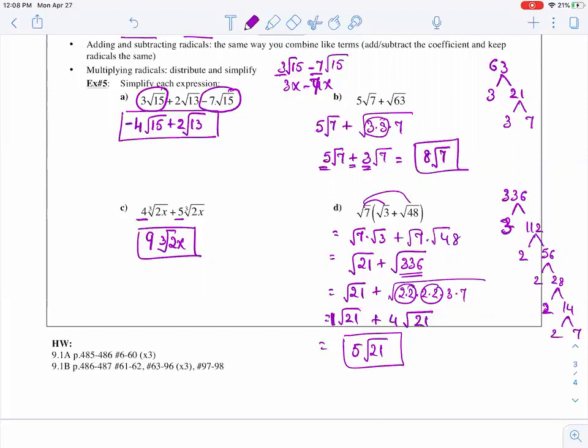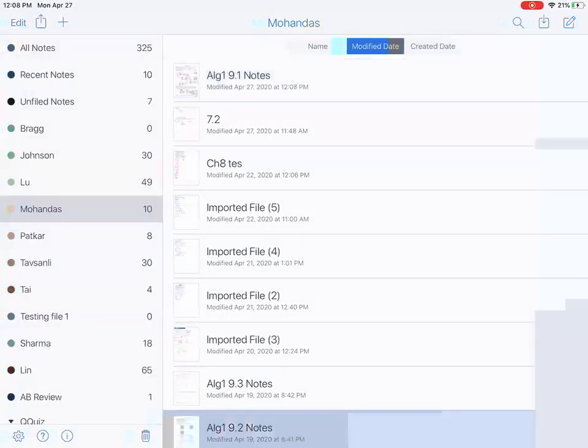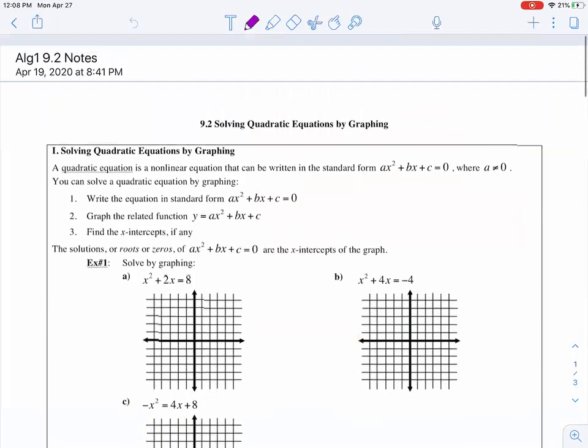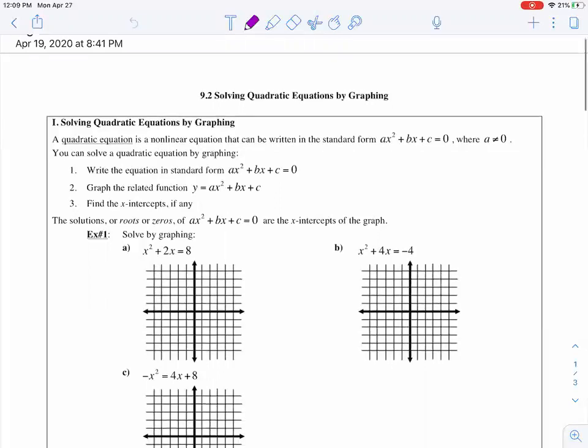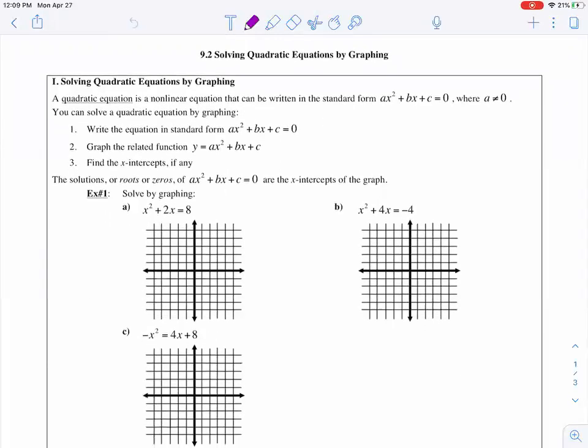Okay, so we are done with 9.1. Let's do a little bit, maybe at least two problems from 9.2. So going back to 9.2 is right here. I want you guys to read the first part. Good that it's coming back to quadratics because we did a lot of things with quadratics. You guys read the first part with the 3 points.